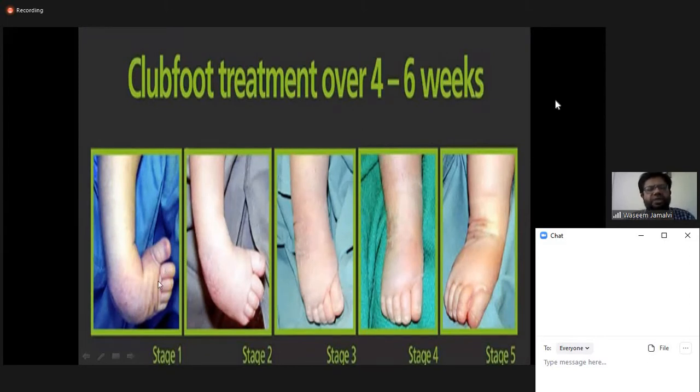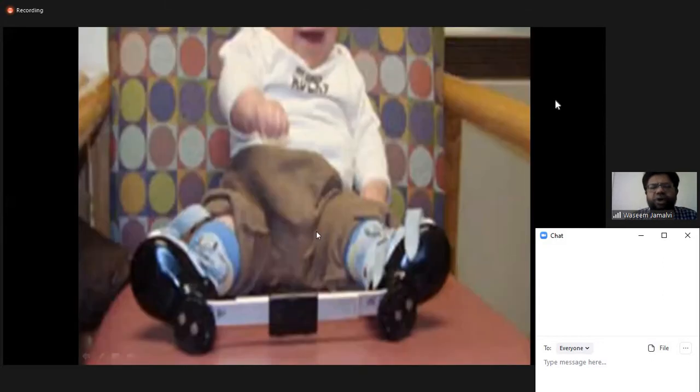To start with, the physical manipulation and physiotherapy, and then you can go to the serial casting, and at the end of almost 4 to 6 weeks, there is usually a chance to improve this. After that, there is orthosis, and the shoe can be formed, and it is joined to each other for the maximum external rotation of the hip and the foot. So this is the final stage of the physical therapy and non-surgical treatment.